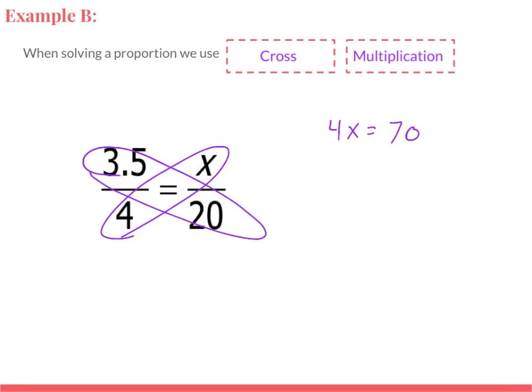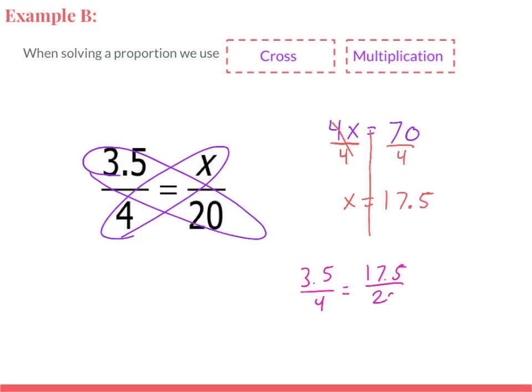So now I've got 4x equals 70, and I've got myself a one-step equation. But the good news is I know how to solve a one-step equation. So I'm going to draw a wall down from my equal sign. I have to perform the inverse operation. Again, 4 times x, the opposite of that is divide by 4. I'm going to do that on both sides of my equation. 4 divided by 4 is 1, or 1x, and 70 divided by 4 is going to give me 17.5. So now when I write out my final proportion, I know that 3.5 over 4 is the same as 17.5 over 20.